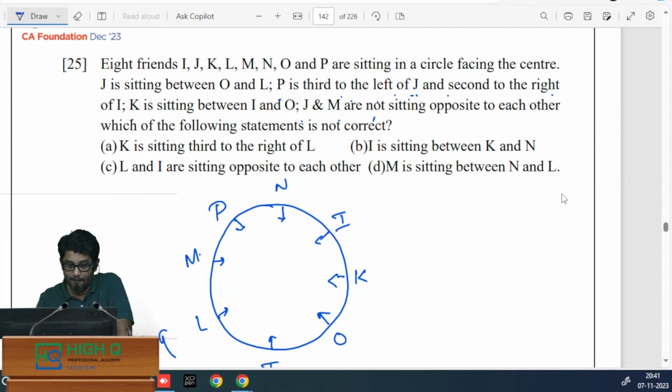K is sitting third to the right of L. 1, 2, 3. Yes, K is sitting right of L only. It is a right statement. I sits between K and N. Correct statement. L and I are sitting opposite to each other. Correct statement. M is between N and L. This is the wrong statement.